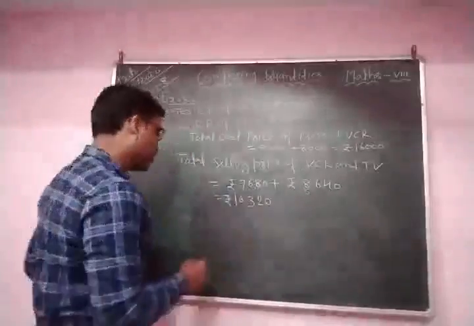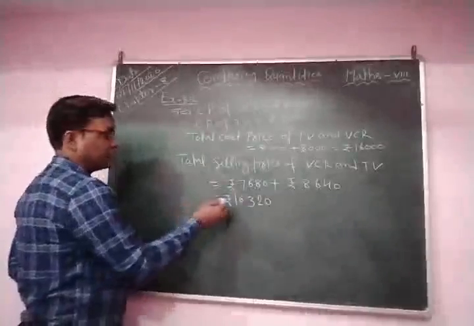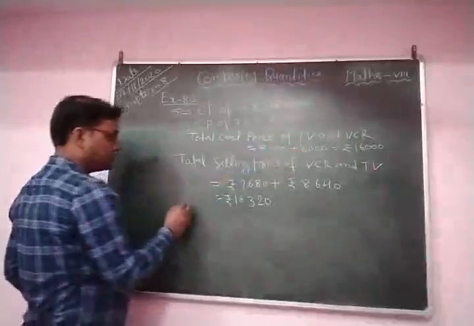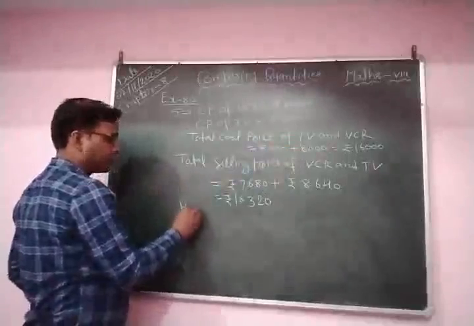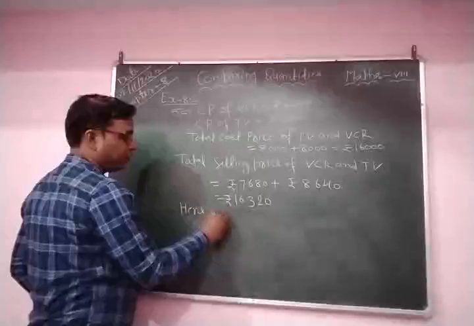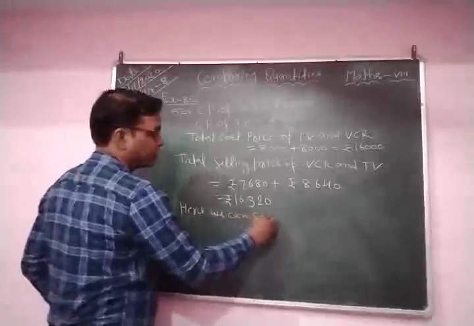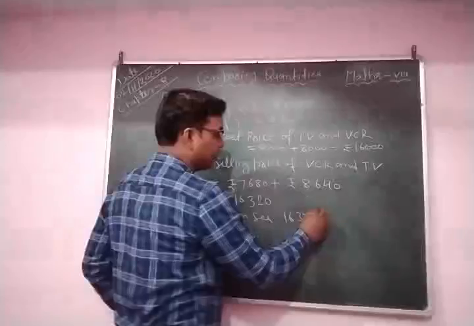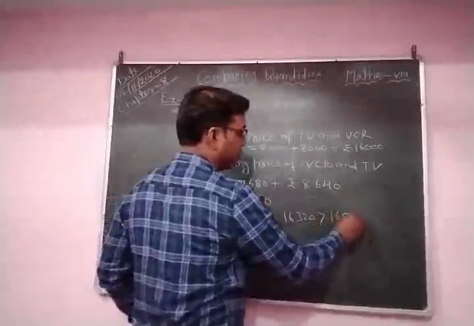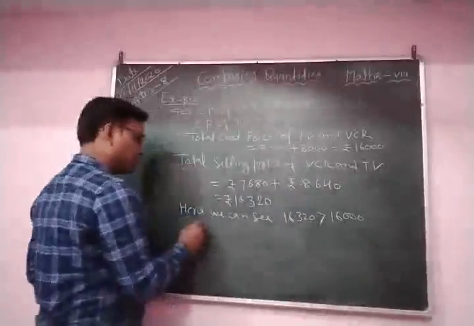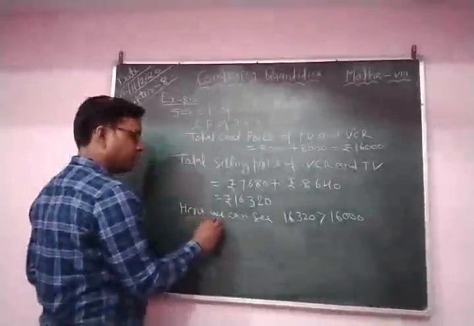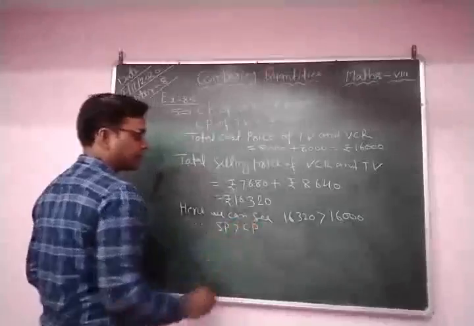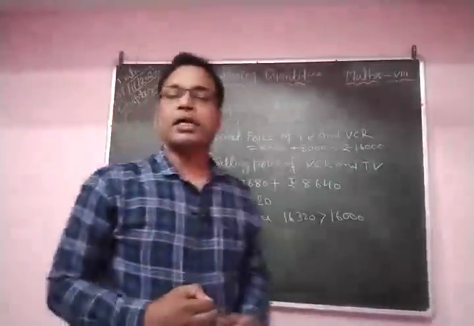Okay, but here you can see this is our selling price, this is our total cost price. So here we can see 16,320 is greater than 16,000. Therefore you can write selling price is greater than cost price. Okay, SP is greater than CP.